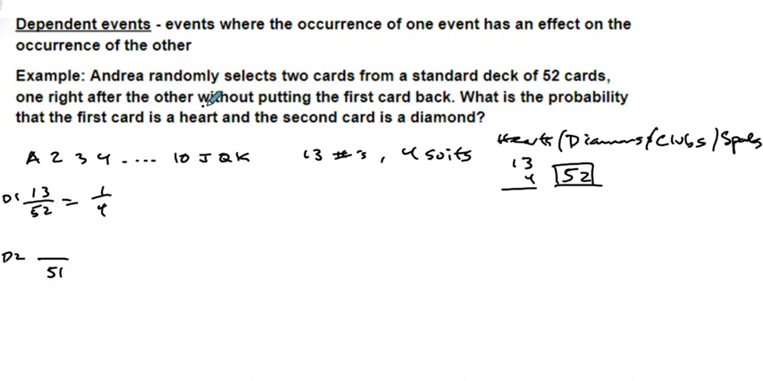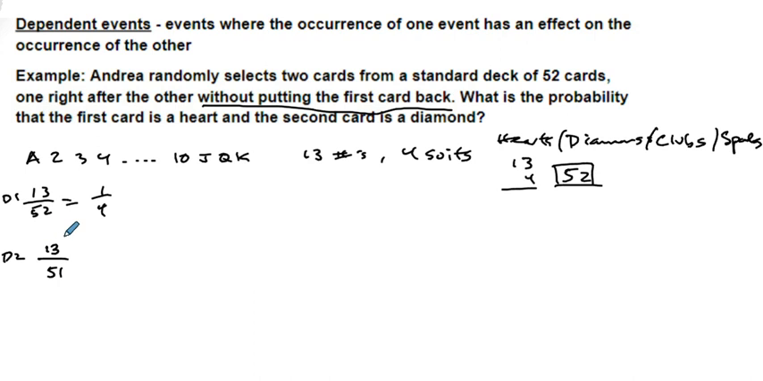It says without putting the first card back. So you now only have 51 cards. Because of that, you instead have a 13 in 51 chance, which is slightly better odds than if you had put the other card back, right? Because there's 1 fewer card to select and 1 fewer wrong card to select. You don't want another heart, you want a diamond.